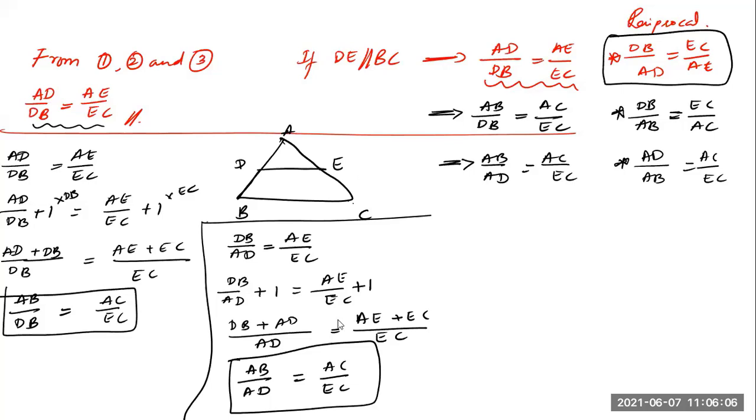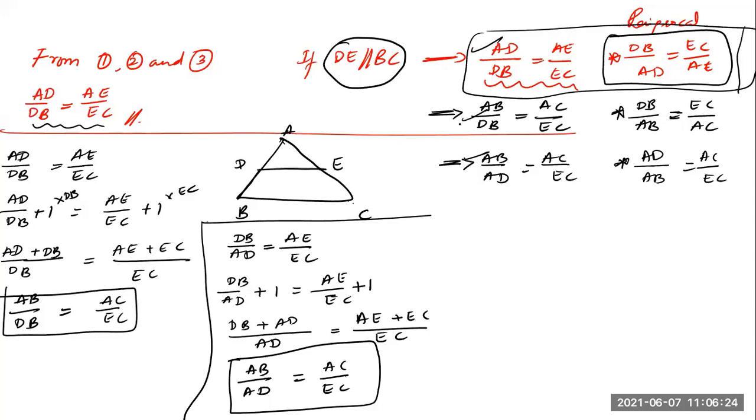So if DE is parallel to BC in any triangle, then you can take these 6 ratios. But only the first one is BPT. Using this BPT, we have proved these two things. We call them a corollary. Is it clear? So you need to remember these 6 ratios. These 6 ratios are important, and based on these 6 ratios, some examples will come.